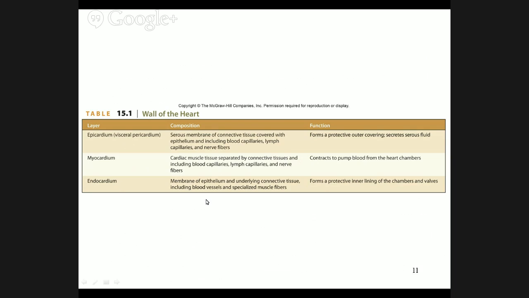And this table 15.1 shows the function of each of the layers. The epicardium forms a protective outer covering. It also secretes serous fluid between that and the other layer, the parietal pericardium. The myocardium contracts to pump blood from the heart chambers, and the endocardium forms a protective inner lining of the chambers and the valves.